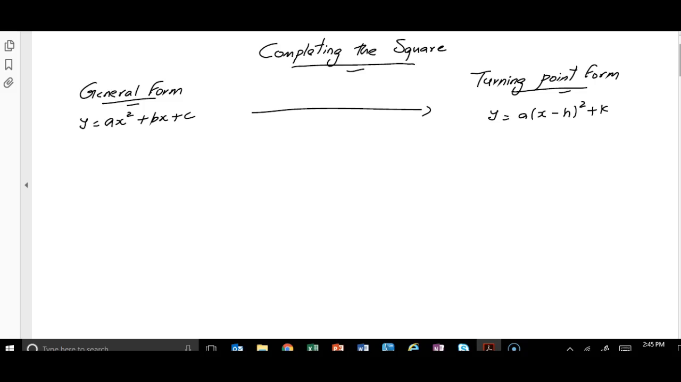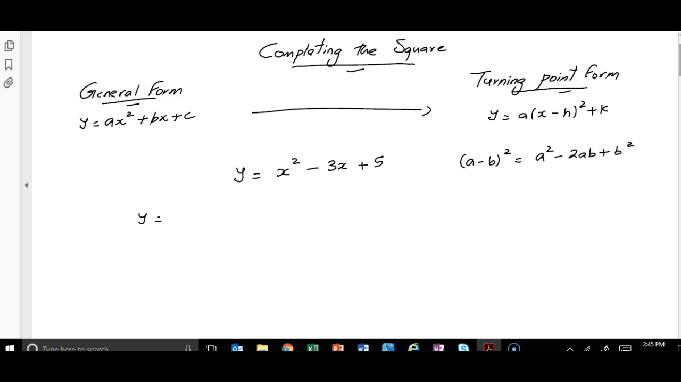So let's have a look at our first question. We're going to try and convert this general form quadratic into its turning point form. Looking at the second term, it is a negative term, which means we're going to attempt to convert it into the format of a minus b the whole squared, which is a squared minus 2ab plus b squared.